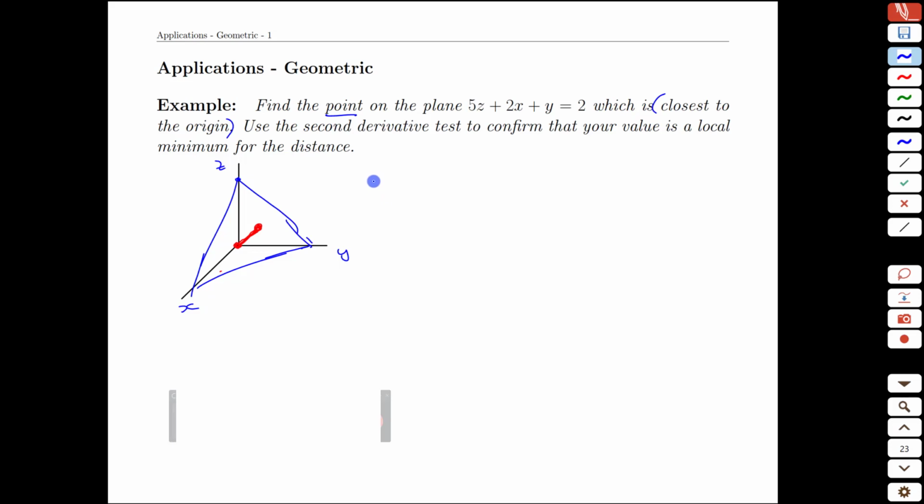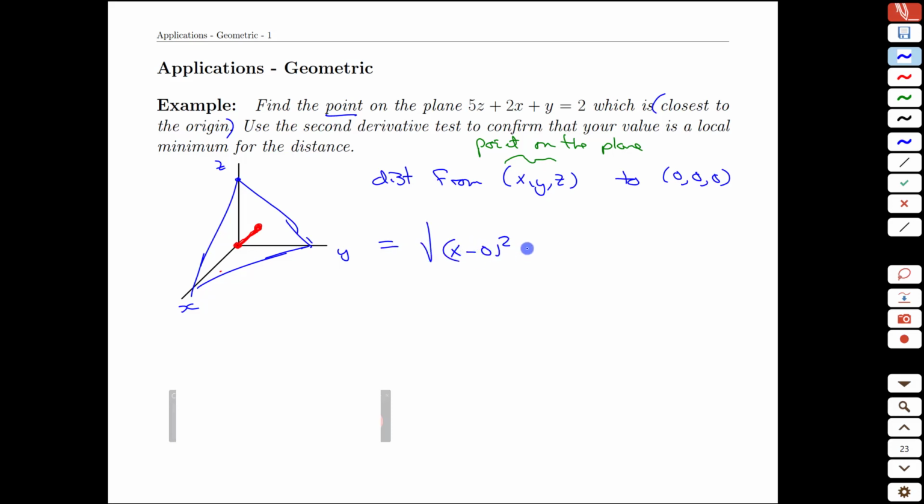Now, this is a classic word problem where we have to define the function ourselves. So what do we want to optimize? We want to optimize the distance from some point. Well, we don't know what the point is. Let's give it x, y, and z coordinates. Some point on the plane to the point 0, 0, 0, the origin. Well, we have a lovely formula for that, which is square root of x minus 0 squared plus y minus 0 squared plus z minus 0 squared. Or, of course, tidying that up, square root of x squared plus y squared plus z squared.